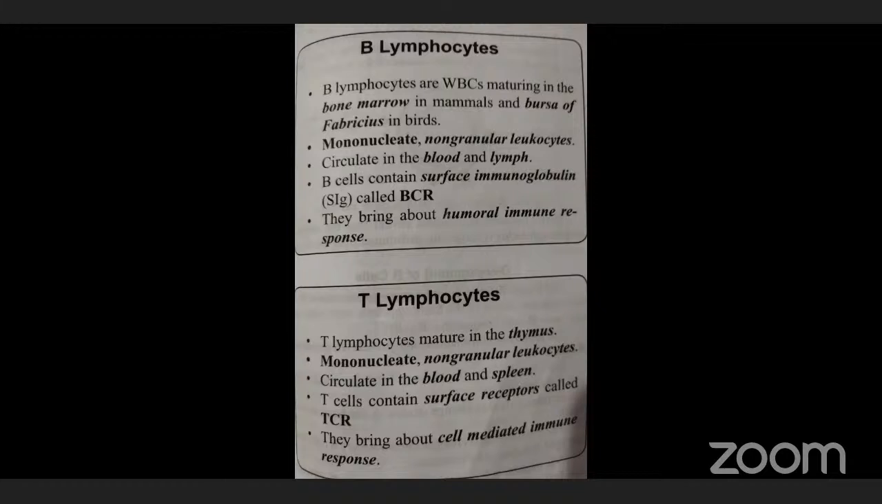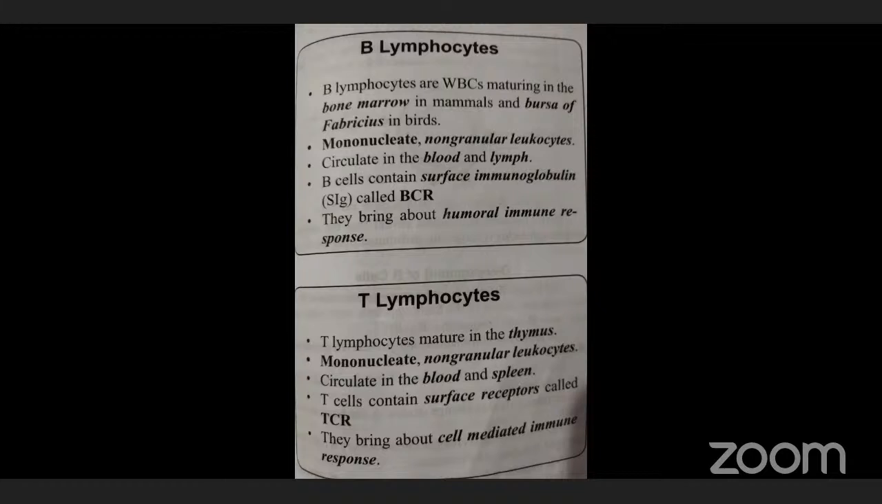Null cells are lymphocytes which have the cytotoxic property. Null means nothing. Cyto means a cell. Toxic means toxins, unwanted things which may be harmful to the particular cell. That is called toxic. So null cells are lymphocytes with cytotoxic property. They are neither B cells nor T cells.